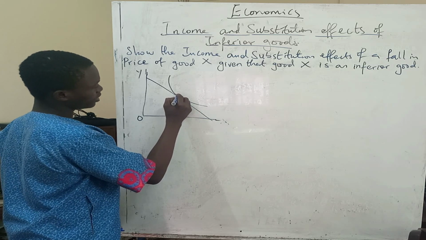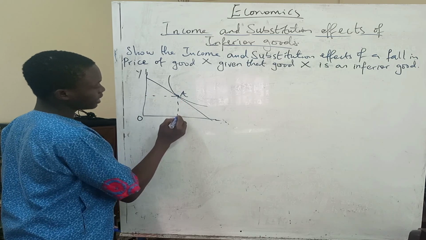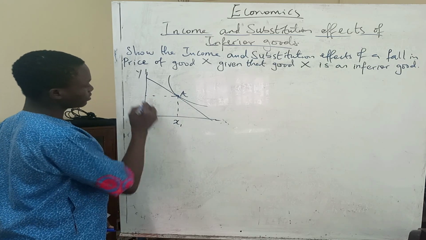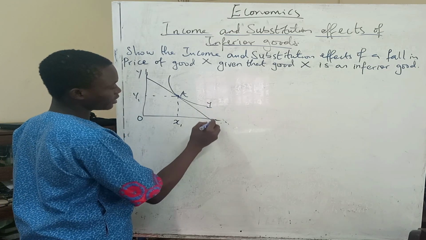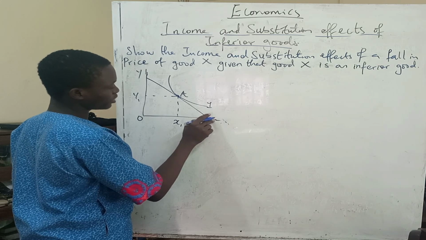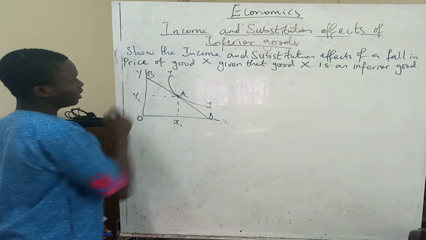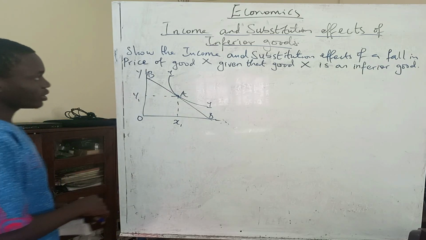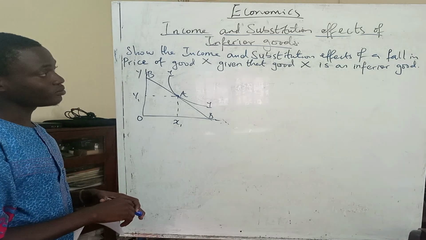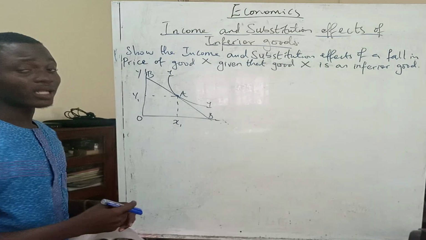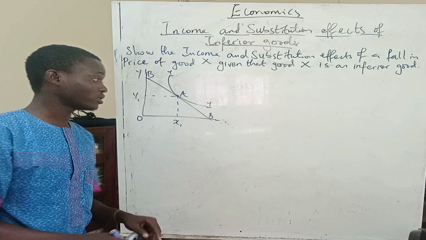So this is point A, where this is what happens originally, and we have this x1, and then this is y1. This is our first indifference curve and the first budget line. So we are saying that good X is an inferior good. When there is a fall in the price of good X, there's going to be an increase in the quantity demanded of good X. That's just the basic thing that happens.